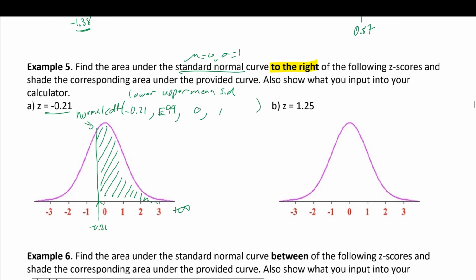Okay, if you run this through your calculator, just like we did before, this will be 0.5832. All right, let's do another one.